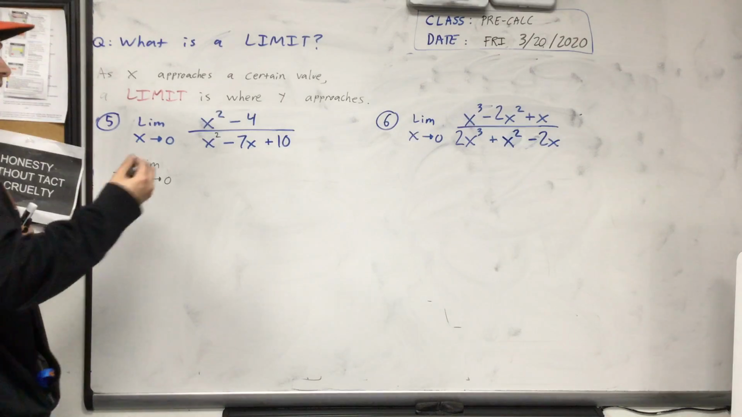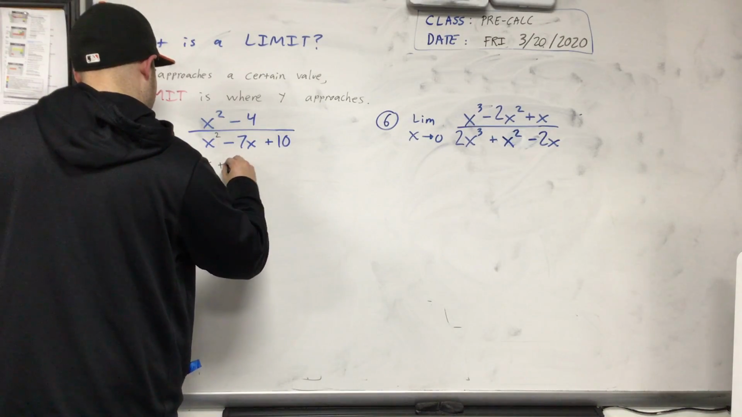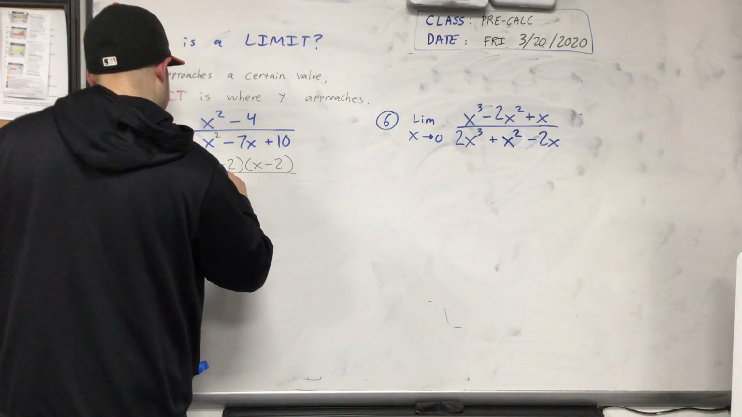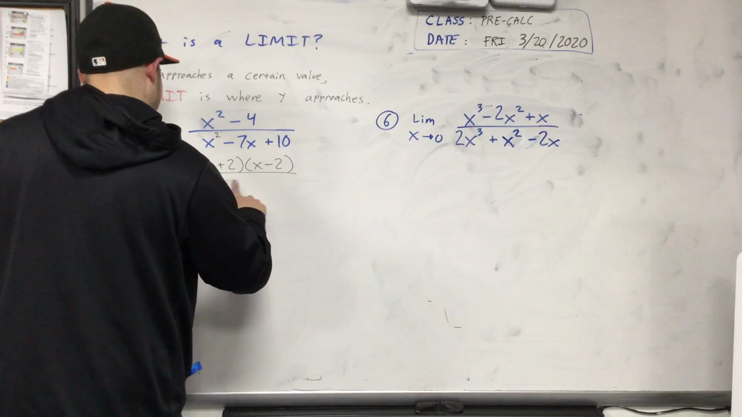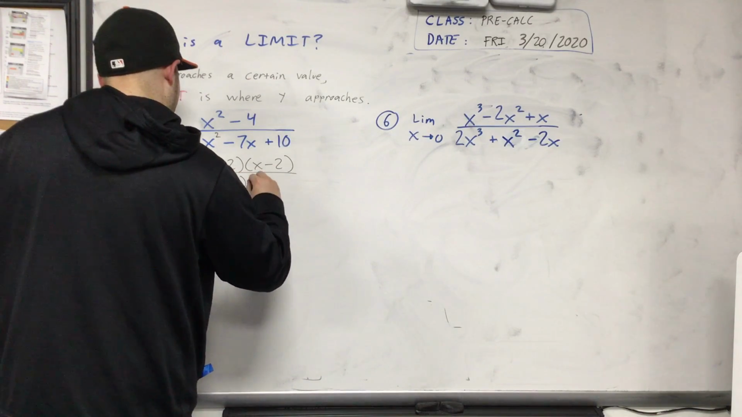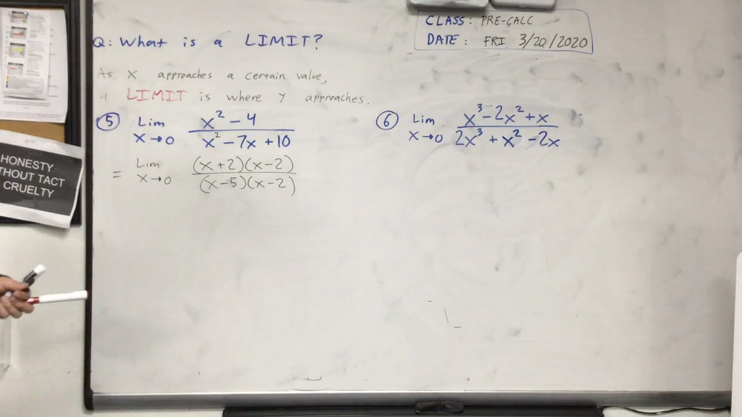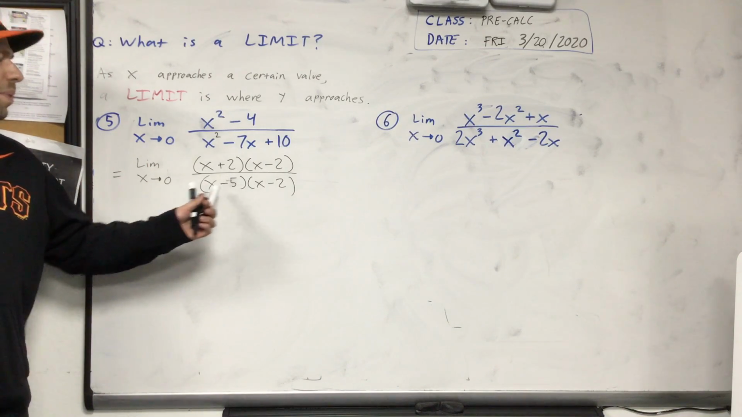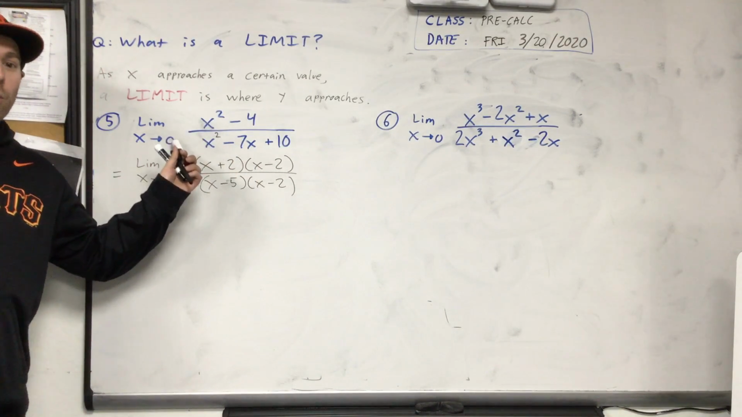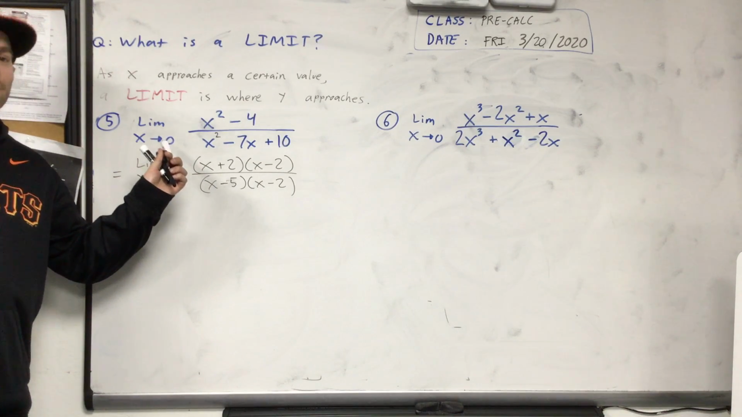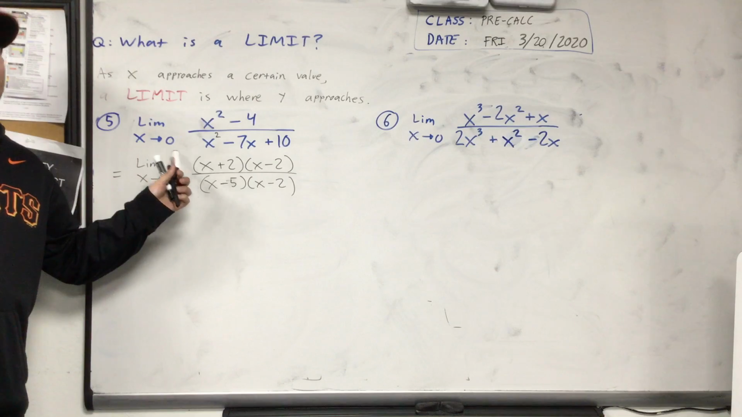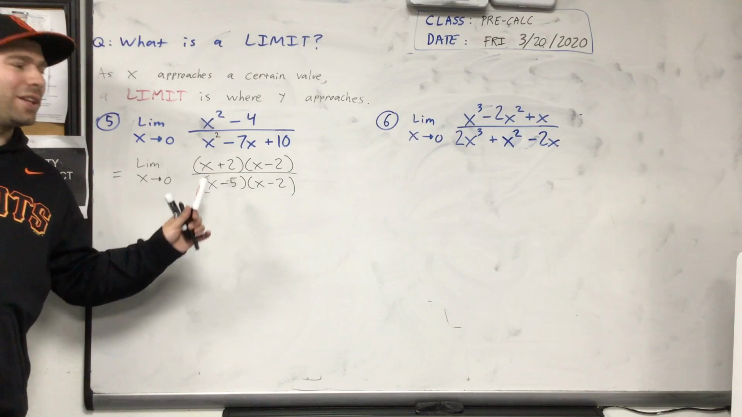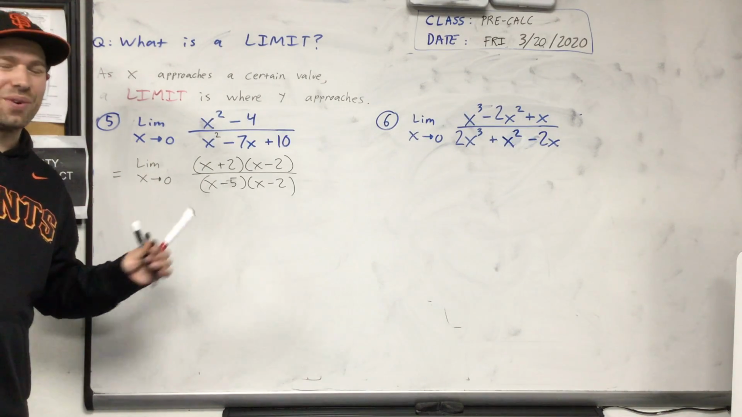Just to show you that even if you factored, just to get good practice with it, x plus 2, x minus 2, over x minus 5, x minus 2, is there a hole at x equals 0? No, but there's a hole at x equals 2. I don't care. The problem does not ask me, is there a hole at x equals 2? So even though you could cancel this out, make this problem easier, go for it, but just acknowledge that the hole is not at x equals 0.